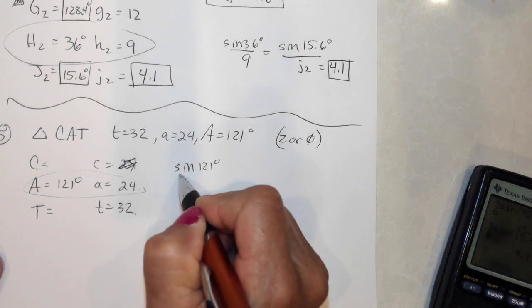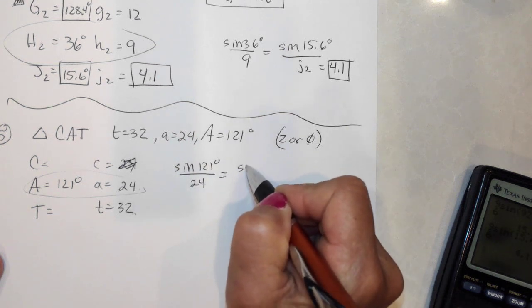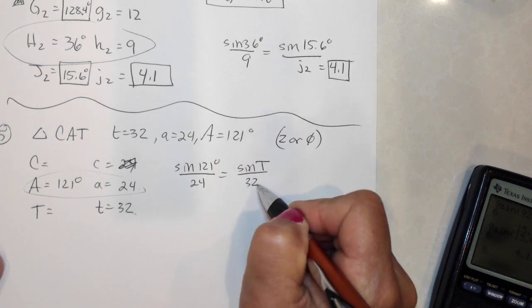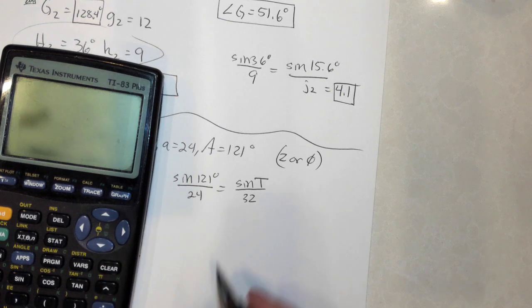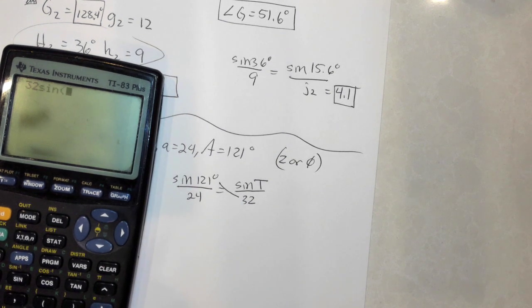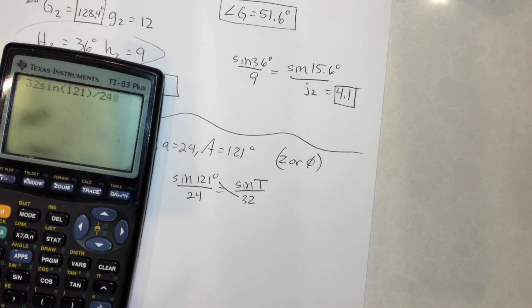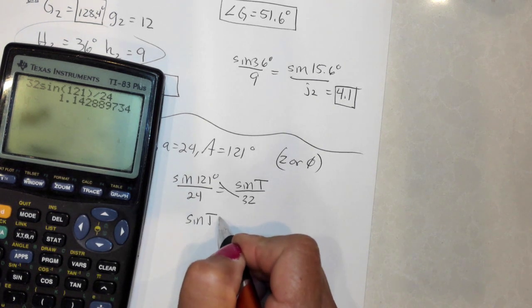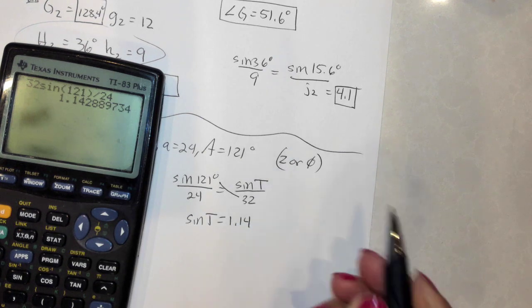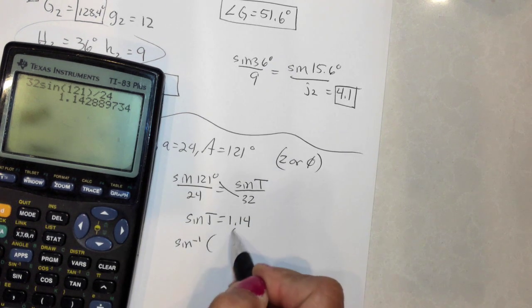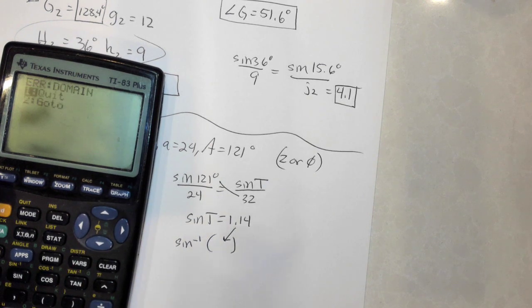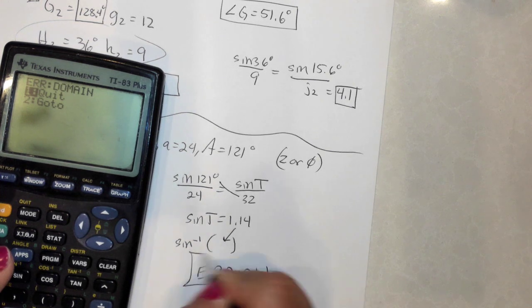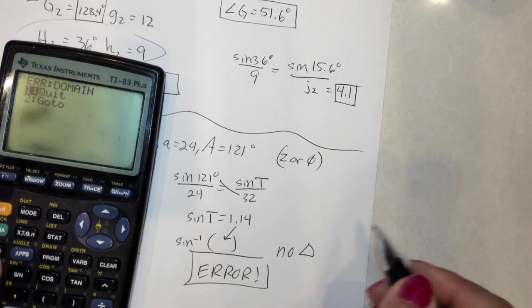Sine 121 over 24 equals sine of angle T over 32. I'm looking for an angle, so I'll ultimately end up having to do sine inverse. So I do 32 times the sine of 121 and divide it by 24. So the sine of T is 1.14. So I'm supposed to do sine inverse of that answer. If I do inverse sine of that answer, there it is. I got my error. That makes me pretty happy because now I just say, yeah, this forms no triangle.